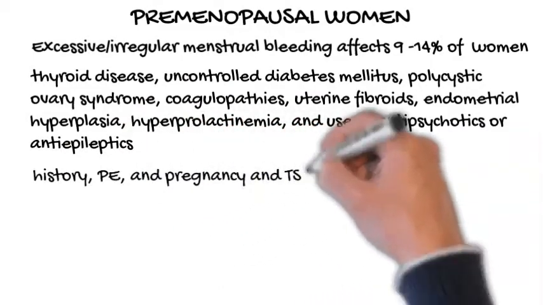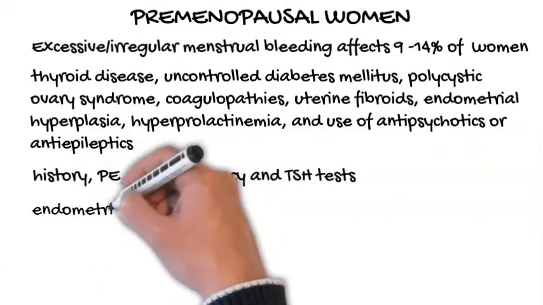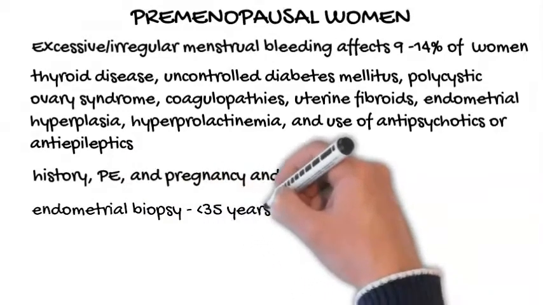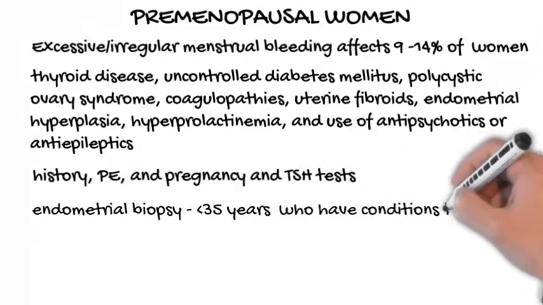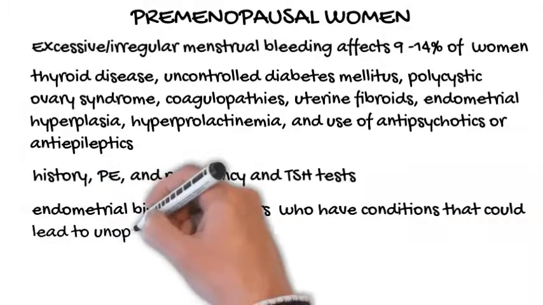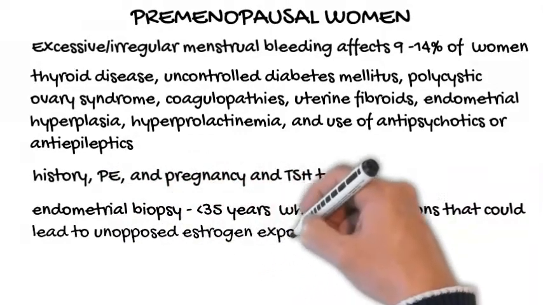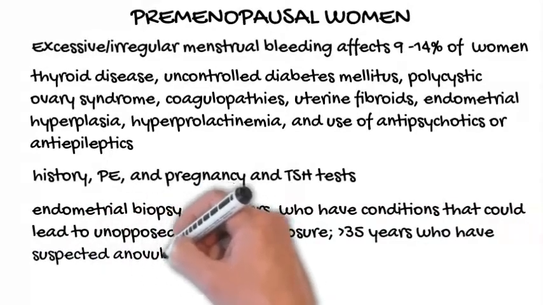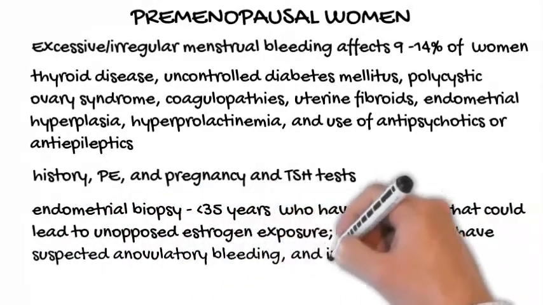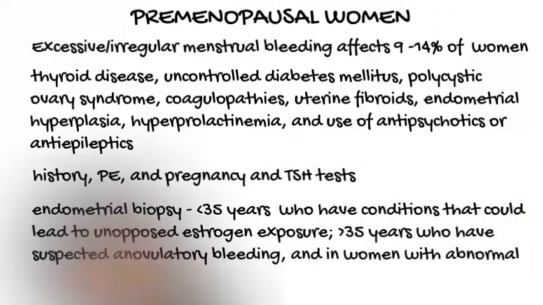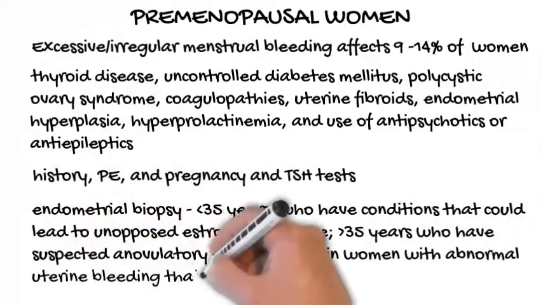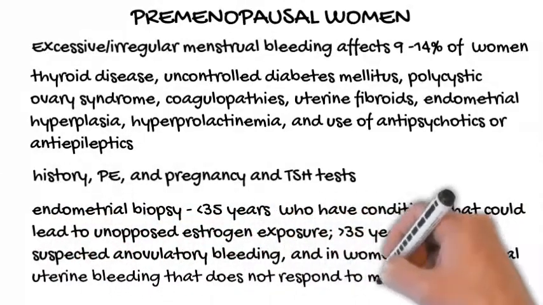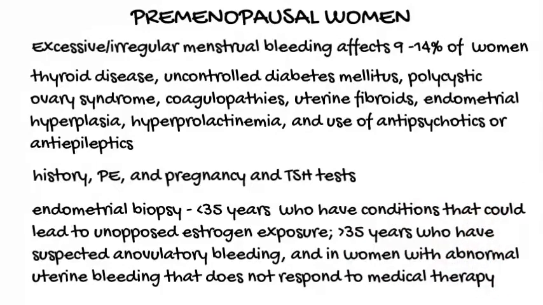Initial evaluation includes a history, physical examination, and pregnancy and thyroid-stimulating hormone tests. An endometrial biopsy should be considered in women 35 years and younger who have conditions that could lead to unopposed estrogen exposure, in women older than 35 years who have suspected anovulatory bleeding, and in women with abnormal uterine bleeding that does not respond to medical therapy.